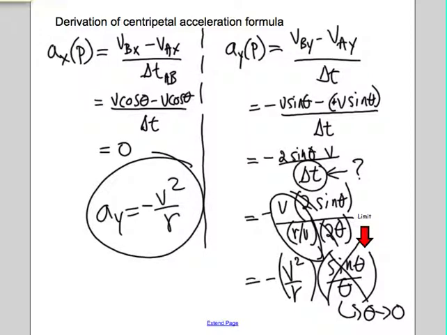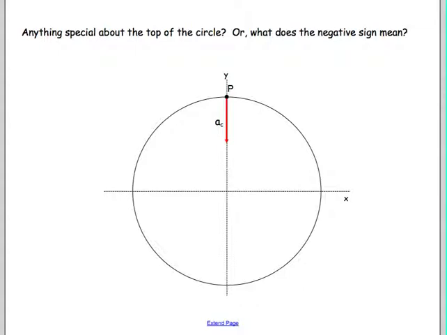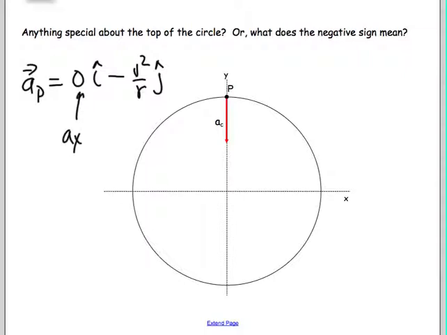Now that's not quite what we were looking for. So now what we need to identify is what exactly this means. And here I've drawn this geometrically, as to what the acceleration means. If I write it in vector form, the acceleration at P is equal to 0 times i minus v squared over r times j, because this is the x component right here, which was 0, and this is the y component, which was negative.